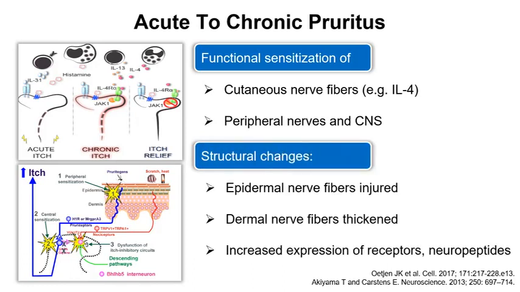We also have a lot of structural changes. What we see clinically also, scratch lesions. Yeah, they give a different anatomy to the skin. We have injured epidermal nerve fibers. We have reactive thickened dermal nerve fibers, and we have increased expression of receptors and neuropeptides.